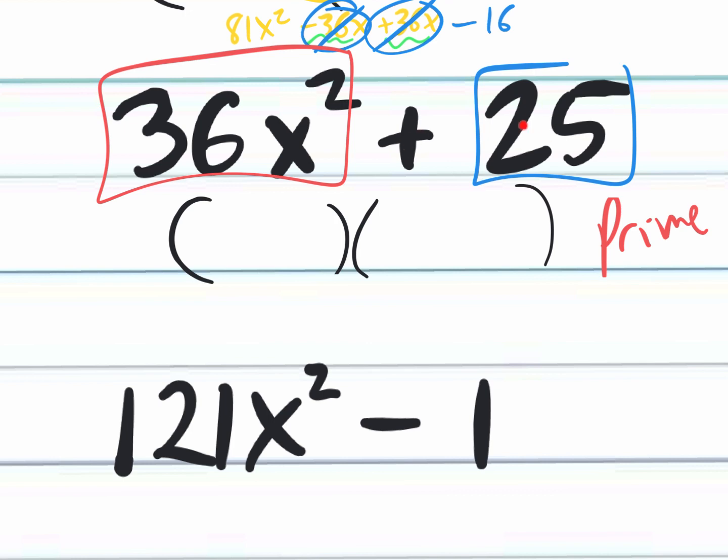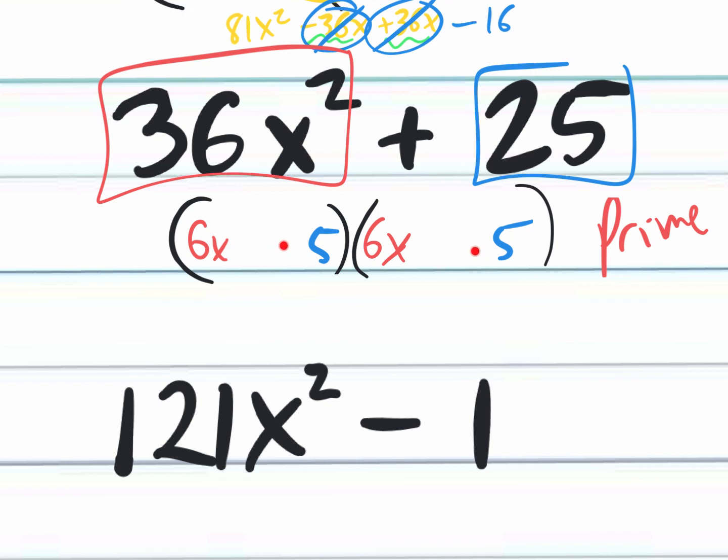We have a positive 25 at the very end. Even if you were to think about square rooting, the square root of 36x squared is 6x. But the square root of 25 is 5. And when you think about the signs, the only way to get a positive 25 is if you have a positive 5 and a positive 5, or a negative 5 and a negative 5.